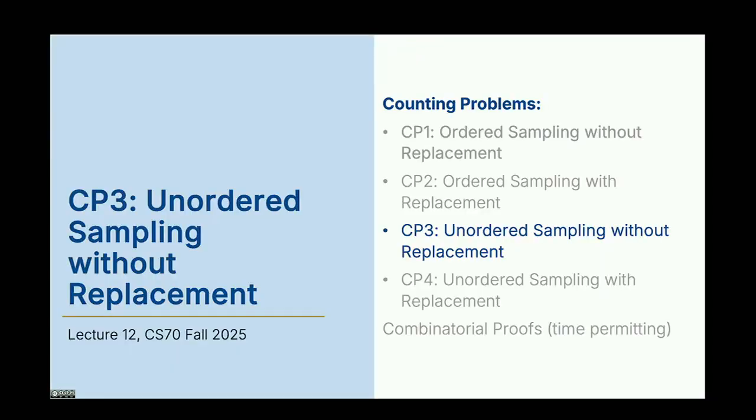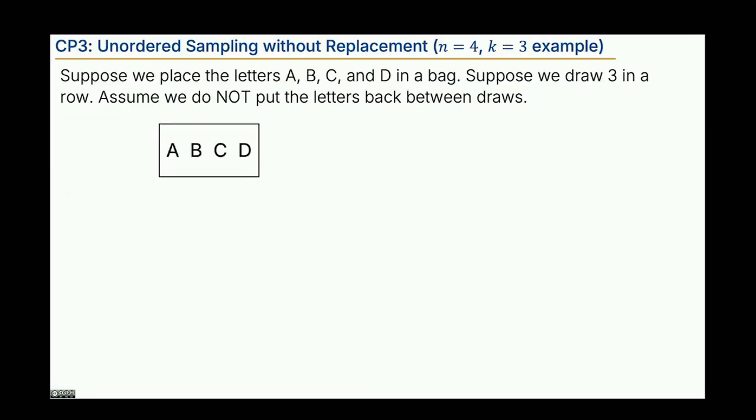Okay? Let's talk about unordered sampling without replacement. So now we're going to discuss unordered sampling. We're going to stretch our brains a little more. In this case, we're going to consider 2 outcomes the same if they're just permutations of each other.